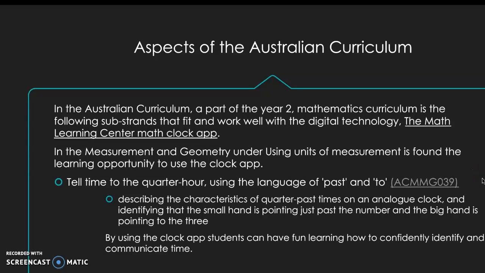Expanded, it is describing the characteristics of quarter past times on an analog clock and identifying that the small hand is pointing just past the number and the big hand is pointing to the 3. So I have decided to use this clock app because it works really well with the Australian curriculum for Year 2s in maths.